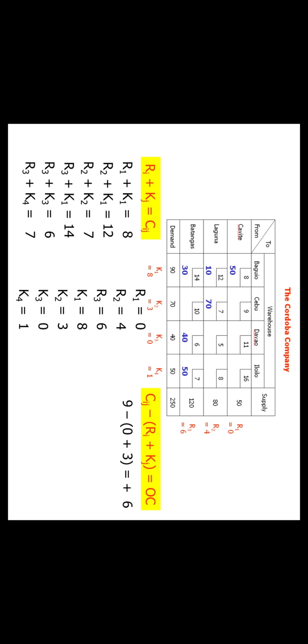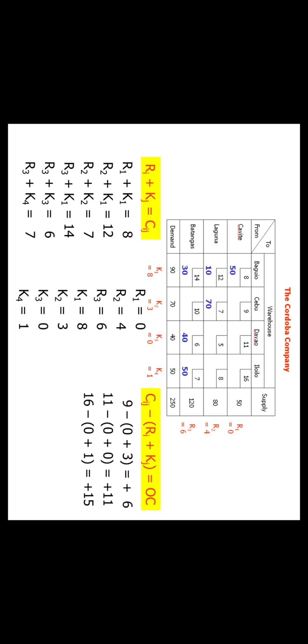Next is the unused cell with the cost of 11. Row position is still at row 1 with a value of 0. Column position is at column 3, also with a value of 0. So your opportunity cost would be positive 11. Next is the unused cell with a cost of 16. Row position is still at row 1 with a value of 0. Column position is at column 4 with a value of 1. So applying the formula, you have 16 minus the quantity 0 plus 1, or 16 minus 1 is positive 15.